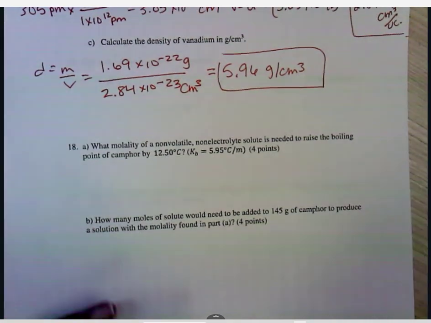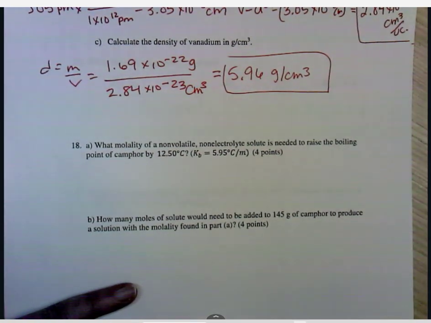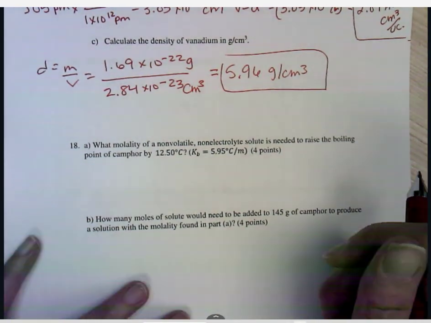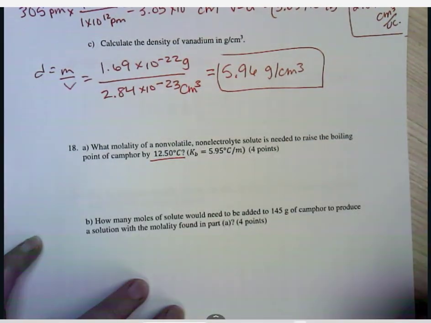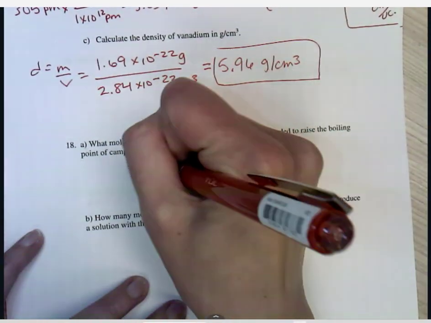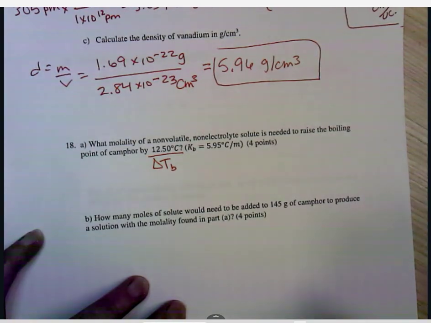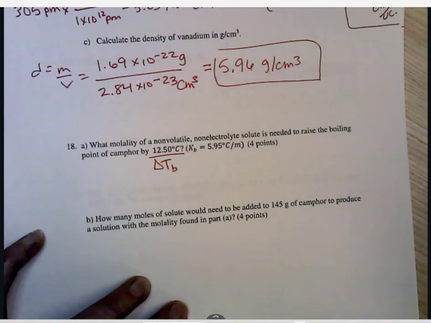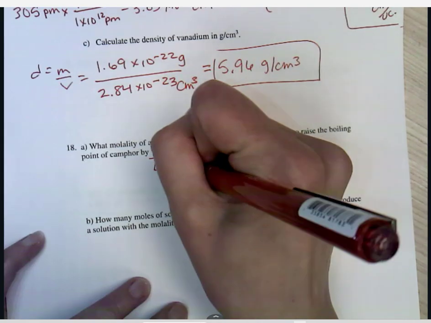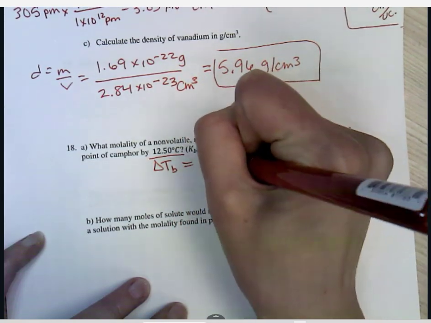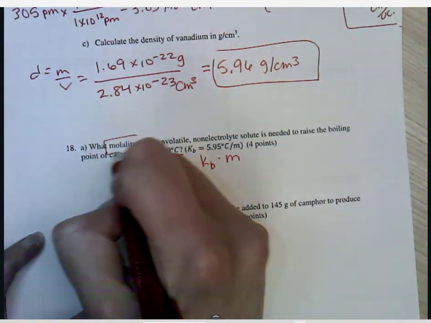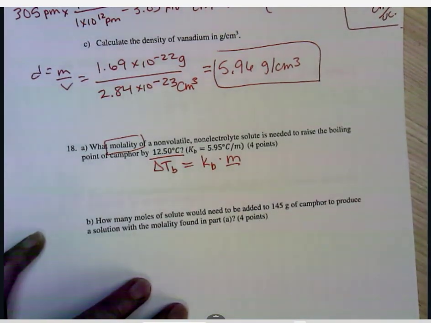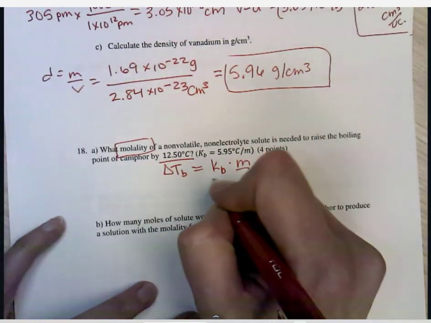All right, the molality. What molality of a non-volatile, non-electrolyte solute is needed to raise the boiling point of CaMa4 by 12.5 degrees? So by 12.5 degrees, that sounds like that's the delta TB. So that's what I'm looking for, or that is the number for the delta TB. Remember, that equals KB times M, and that is the question, what is M? So let me just solve this first.